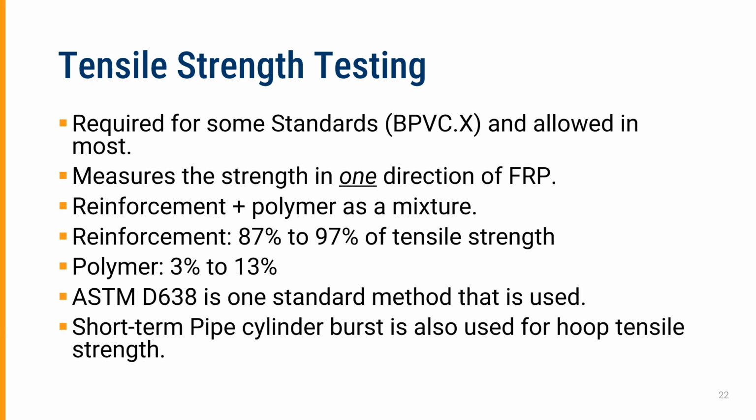ASTM D638 is a standard method that's used for a lot of tensile strength testing. There are some other standards that can be applied for thicker segments or thicker laminates, but they all are essentially the same or very similar. Sometimes you can use short-term pipe cylinder burst for hoop tensile strength. You pressurize a pipe cylinder with closed ends and do it very quickly to determine what that hoop tensile strength is.